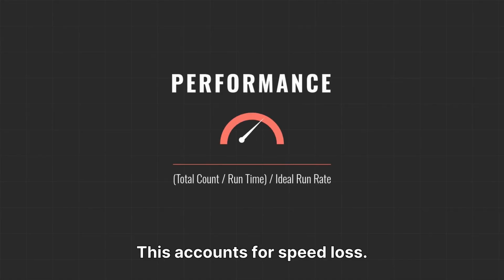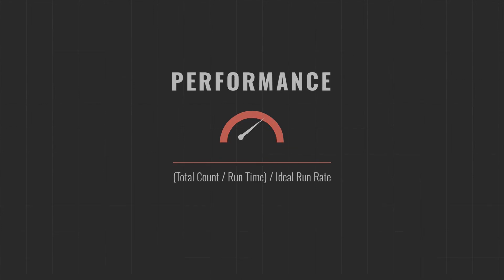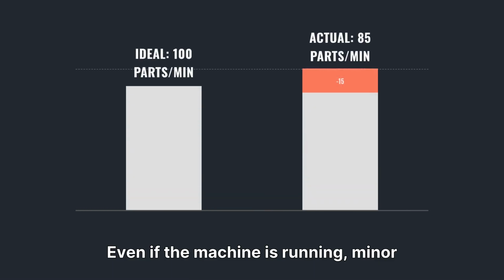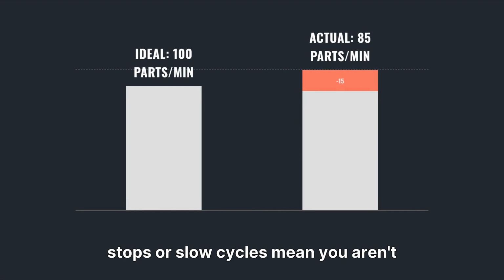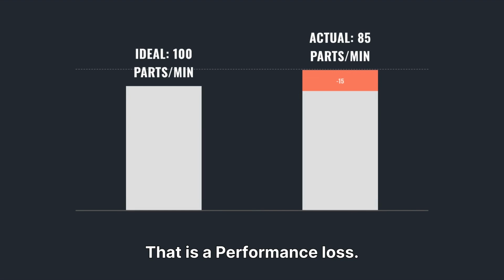This accounts for speed loss. It looks at how fast you're running compared to the machine's ideal cycle time. Even if the machine is running, minor stops or slow cycles mean you aren't producing at maximum theoretical speed. That is a performance loss.